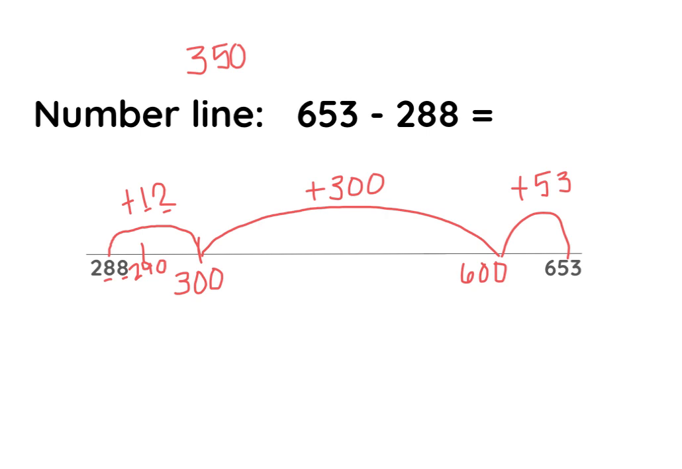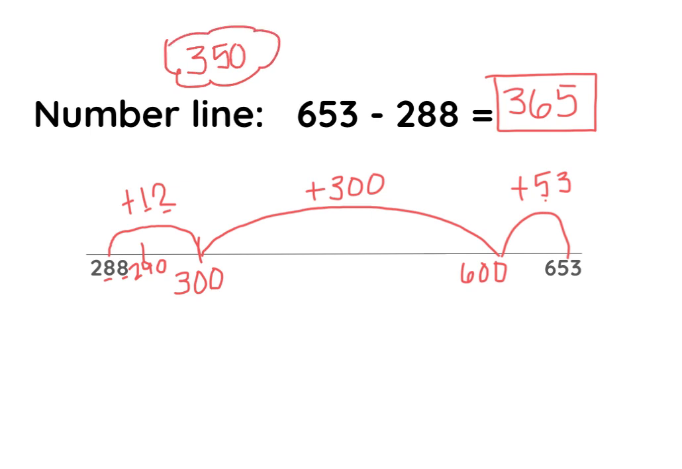353 to equal 653. So 300, I look at what I have left to add, and I know I'm not going to get in the 300s. So 50 plus 10 is 60. And 3 plus 2 equals 5. So my answer equals 365. Look how close we were to our estimates. Great job.